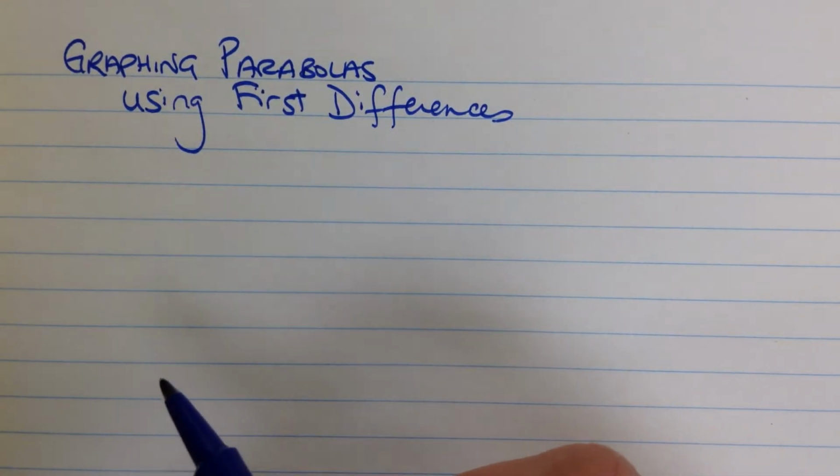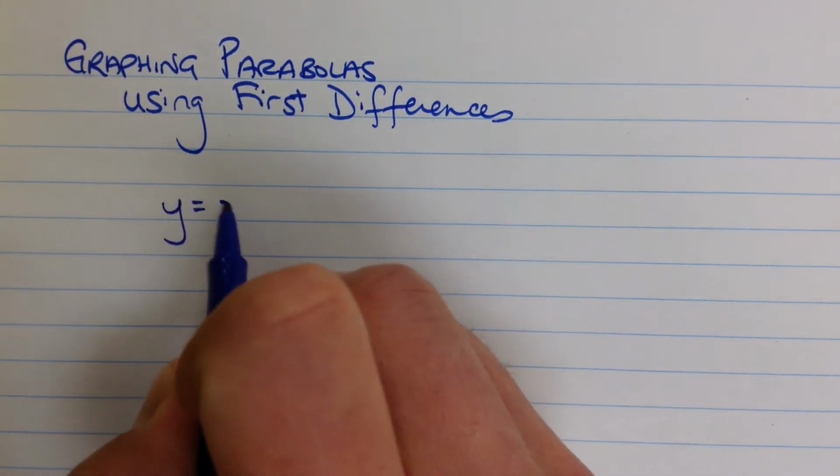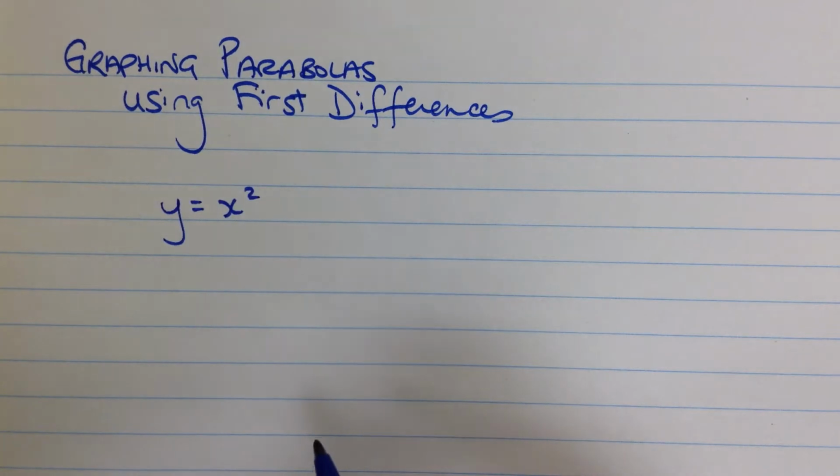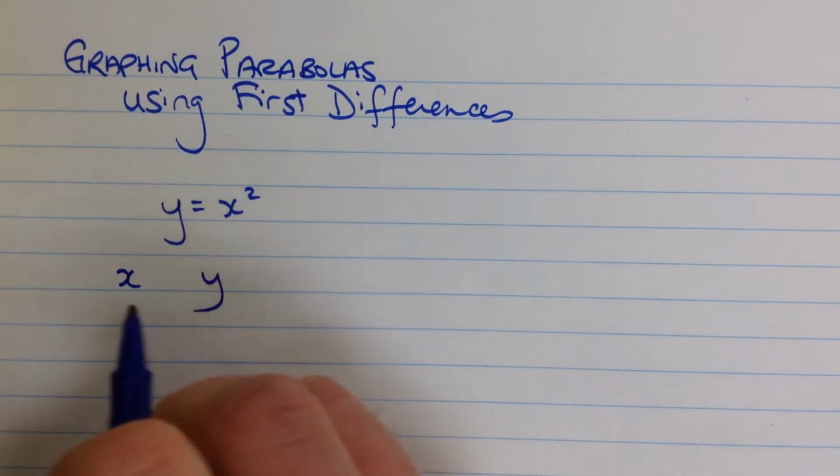I'm a high school math teacher, and today we're going to look at how to graph parabolas using first differences. So we're going to start off with the basic, most common parabola, that quadratic y equals x squared. I'm going to make a quick table of values here.